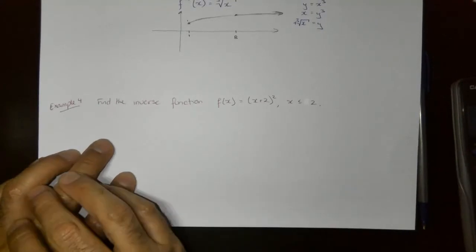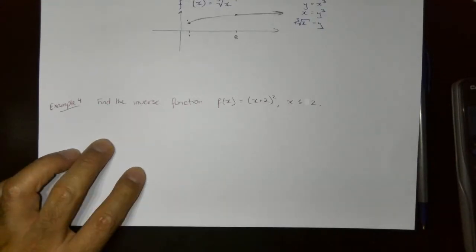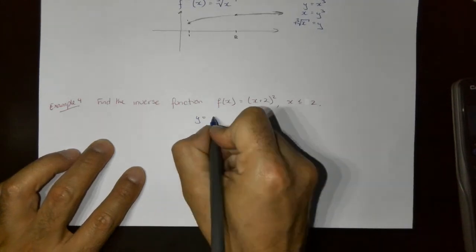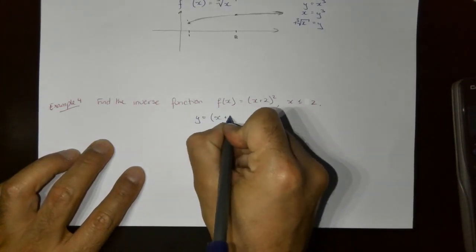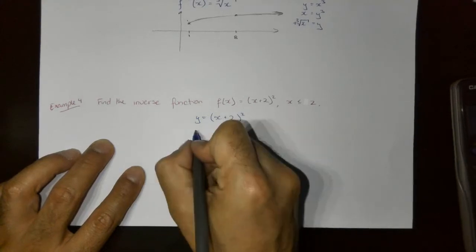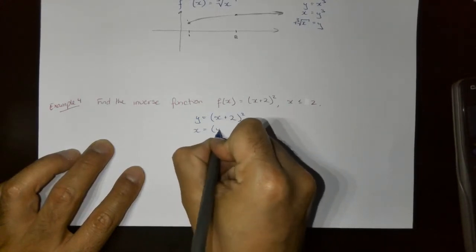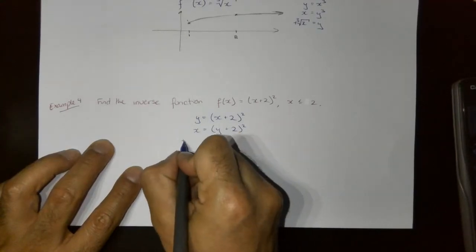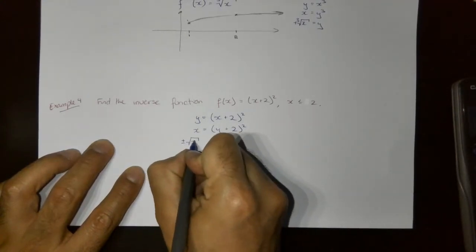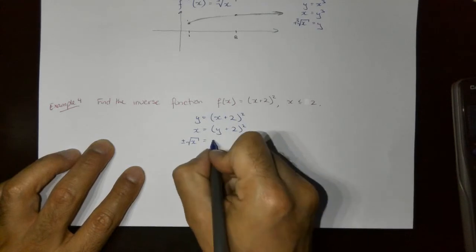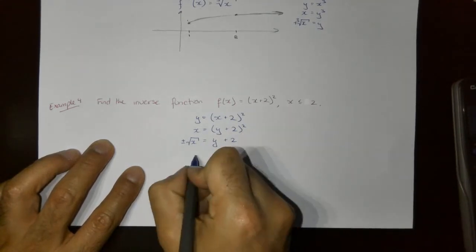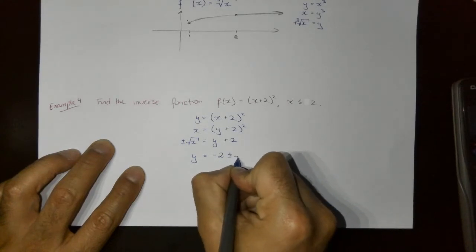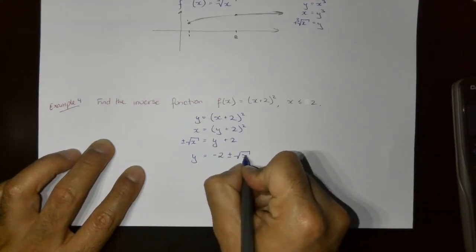Now we're going to find the inverse function of f of x equals x plus 2 all squared. So that's y equals x plus 2 squared. If we swap everything around, I do the square root, which is plus or minus because it's an even power, and I get y plus 2. So y must be negative 2 plus or minus the square root of x.